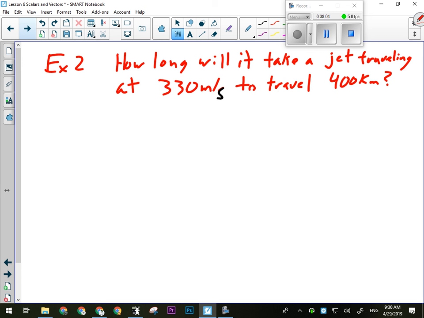We've done one like this as well, so we'll just have a quick look at this one. How long will it take a jet, so we're looking at calculating time, traveling at 330 meters per second, which is the speed of sound, to travel 400 kilometers. Now, there's a bit of a trick to this one. What's the trick?